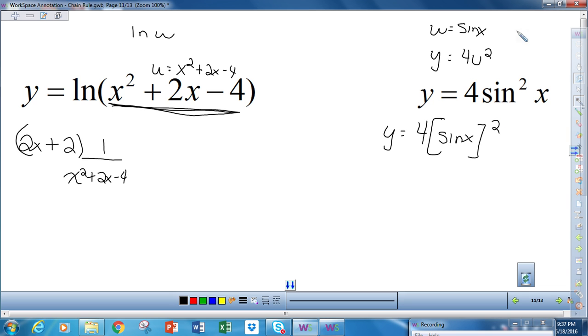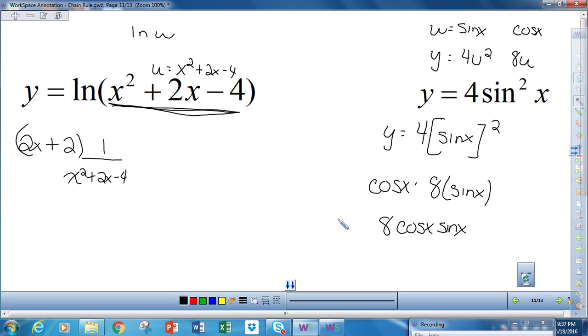Okay? So then the derivative of sine x would be cosine x. The derivative of 4u squared would be 8u raised to the first power. Okay? But we have to remember u is sine x. So then we have cosine x times 8u, but u is sine x. So that would give us 8 cosine x sine x is the derivative.